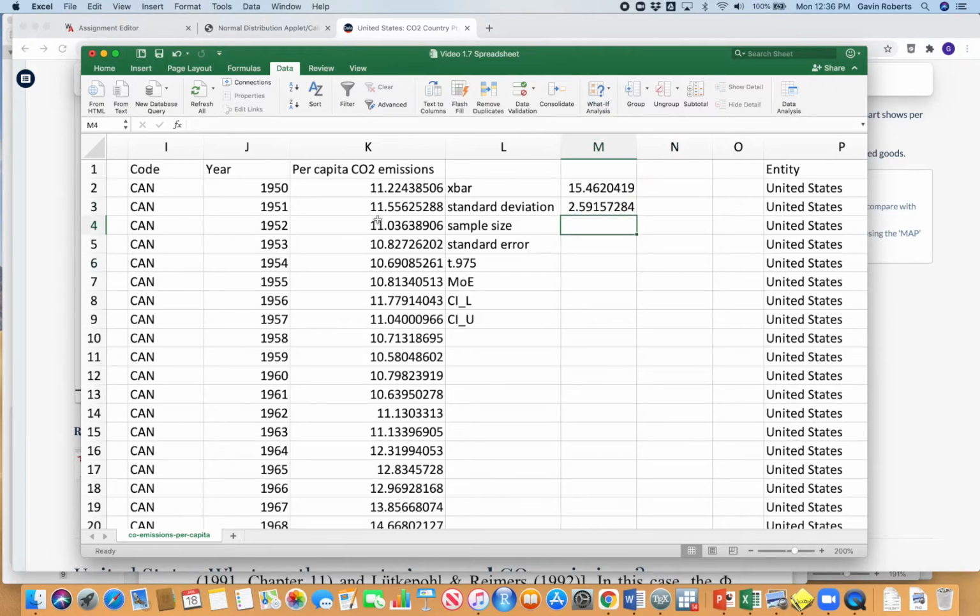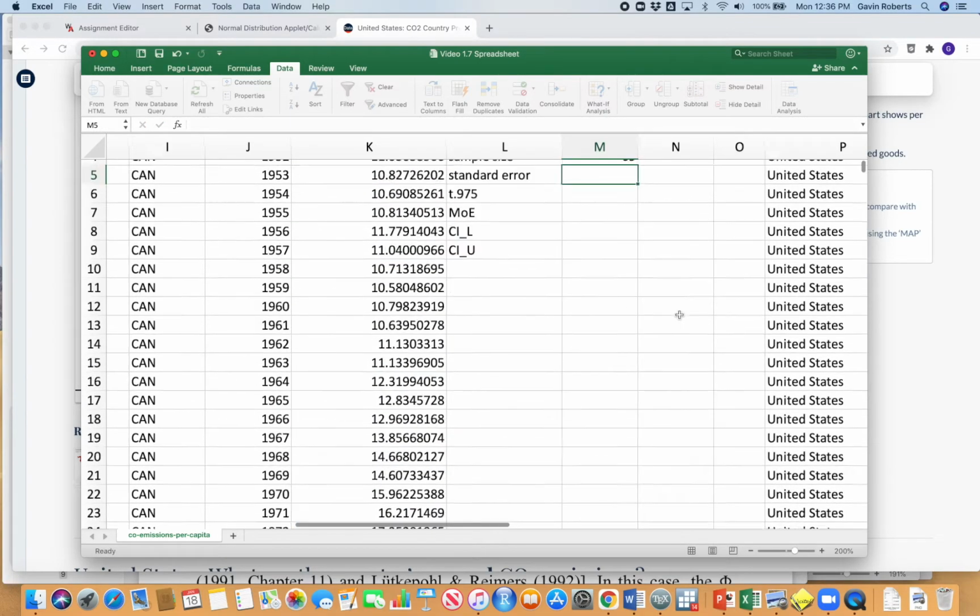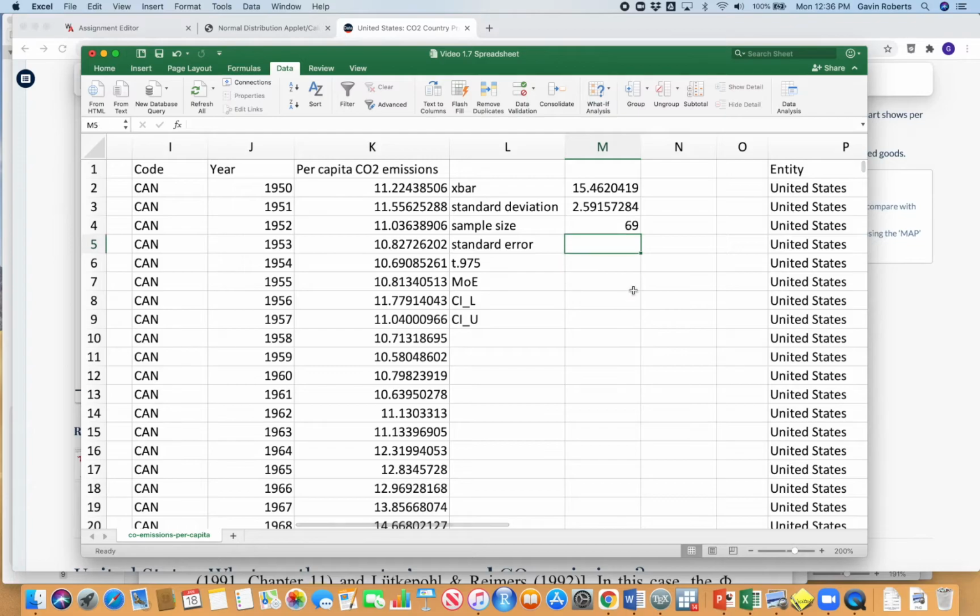Sample size is just how many observations are here. A nice formula in Excel that will give us that is to simply count the number of cells, which apparently there are 69 observations in this data set. Now I'm ready to calculate the standard error, right? Because that's equal to the standard deviation divided by the sample size. So standard error here is 0.03756.